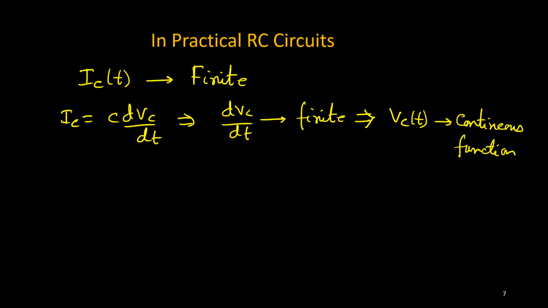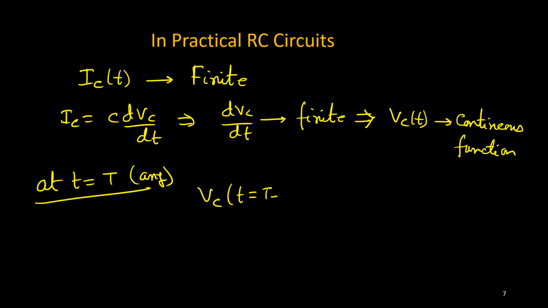Right? So the derivative will exist. It's a continuous function. And it implies that at any time, at t equal to capital T, VC at t equal to T minus, the voltage across the capacitor just before, and VC at t equal to T plus, just after, you should get the same value. There should not be any sudden change in capacitor voltage.